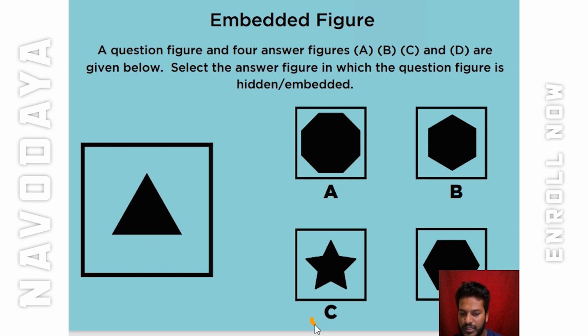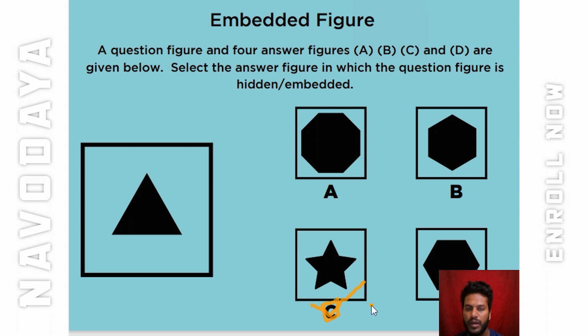Now see answer C. If you cut over here, do you find the same shape as in the question figure, hidden in this figure? This part is hidden or embedded in this figure. So we found the question figure embedded or hidden in answer C. Now the answer is C.